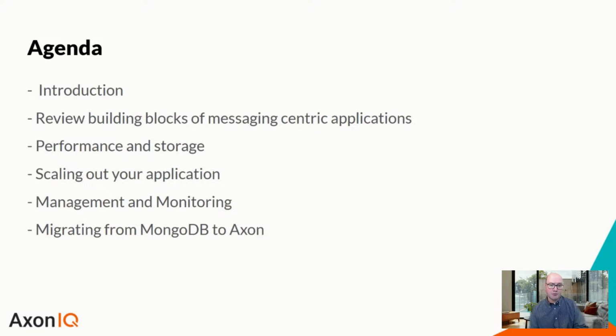We'll talk a little bit about performance and storage between Axon Server and MongoDB. Talk about scaling out your application, management and monitoring. We'll kind of review a few pieces here, what capabilities each one has. And then we're going to give a demonstration of migrating from MongoDB to Axon. We'll run the migration tool, and then we'll just review things after that. Kind of review what we have and answer any questions that maybe I can answer at that point.